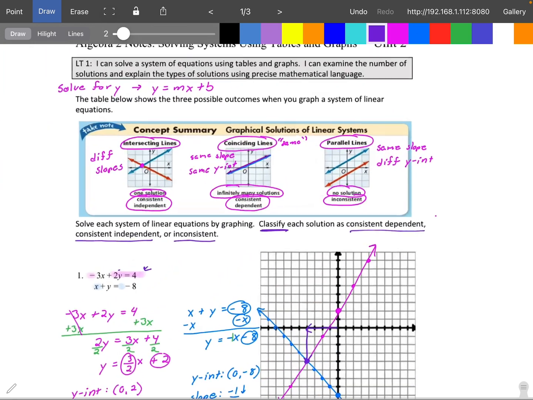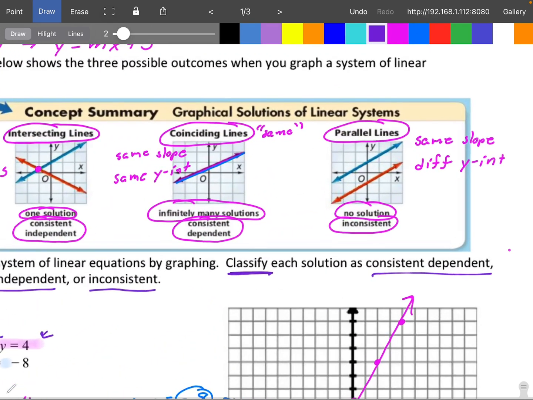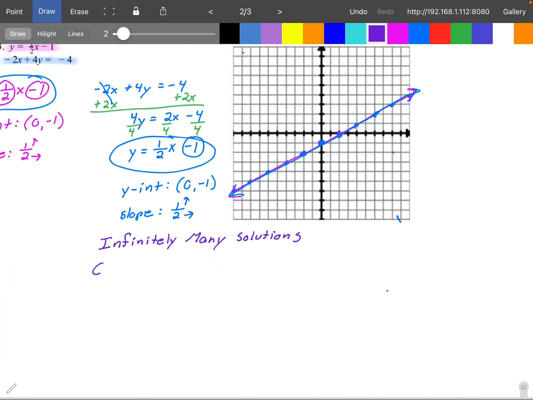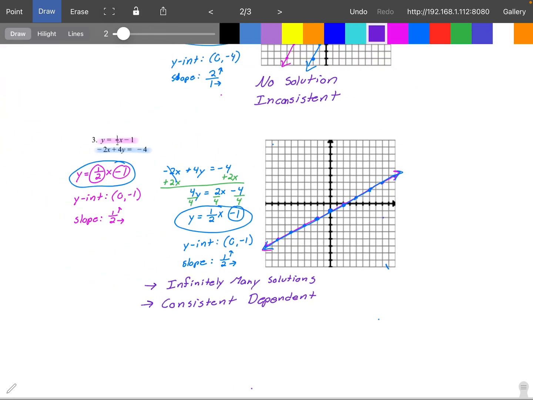Now, infinitely many solutions, if we look back, when we had the same line, infinitely many solutions meant we had a consistent dependent system. So we're going to put consistent dependent. All right, so we have our solution and we have our classification of the system.